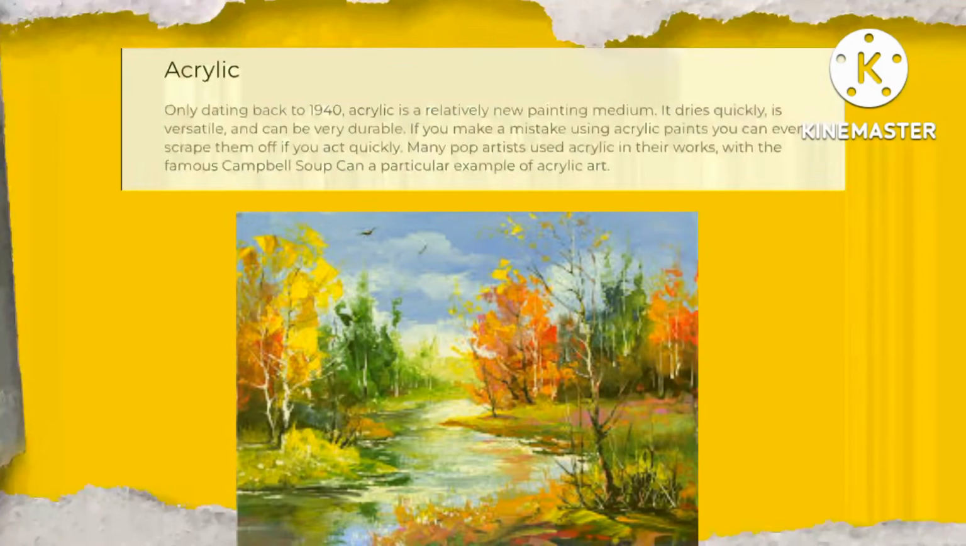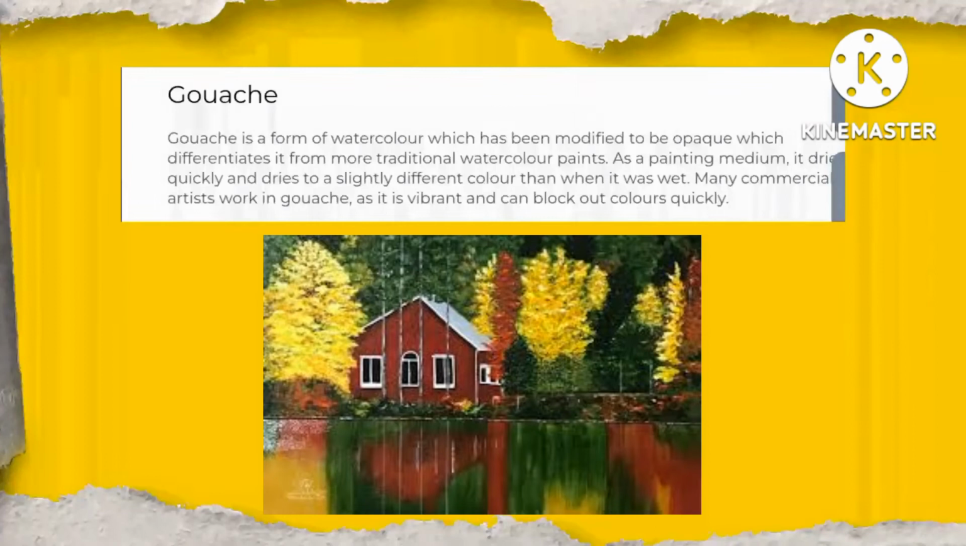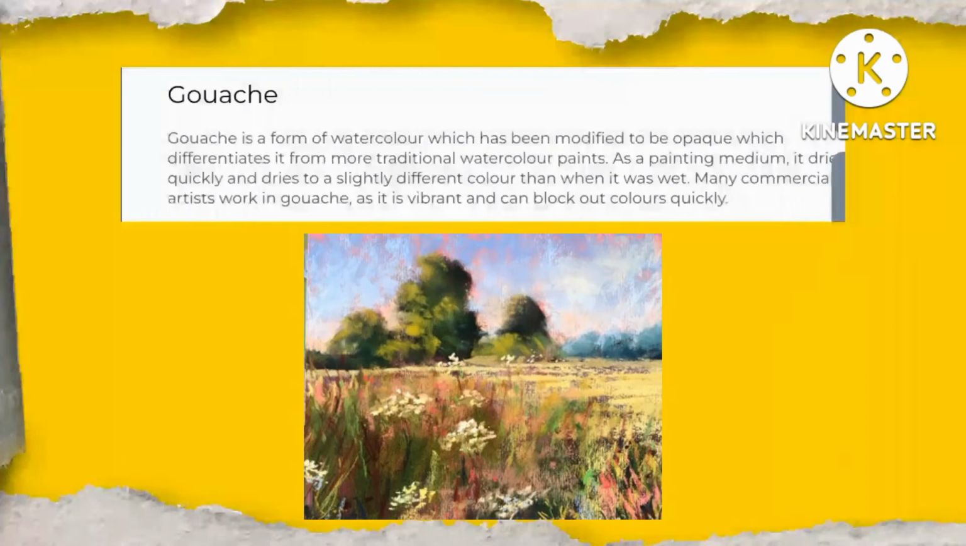Gouache. Gouache is a form of watercolor which has been modified to be opaque, which differentiates it from more traditional watercolor paints. As a painting medium, it dries quickly and dries to a slightly different color than when it was wet. Many commercial artists work in gouache, as it is vibrant and can black out colors quickly.